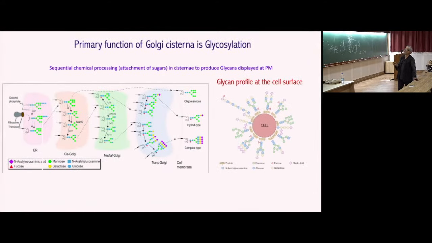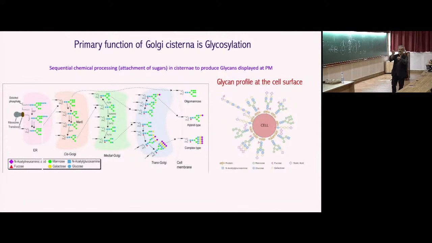So what I'm going to talk about is functional demands that drive cellular complexity. This is going to be our take on the following, and we'll see how it goes. So what is the primary function of the Golgi? The primary function of the Golgi cisternae is in this process called glycosylation. What is glycosylation? Glycosylation is a sequential chemical processing, that is, attachment of sugar groups on top of proteins, and this happens in the cisternae.